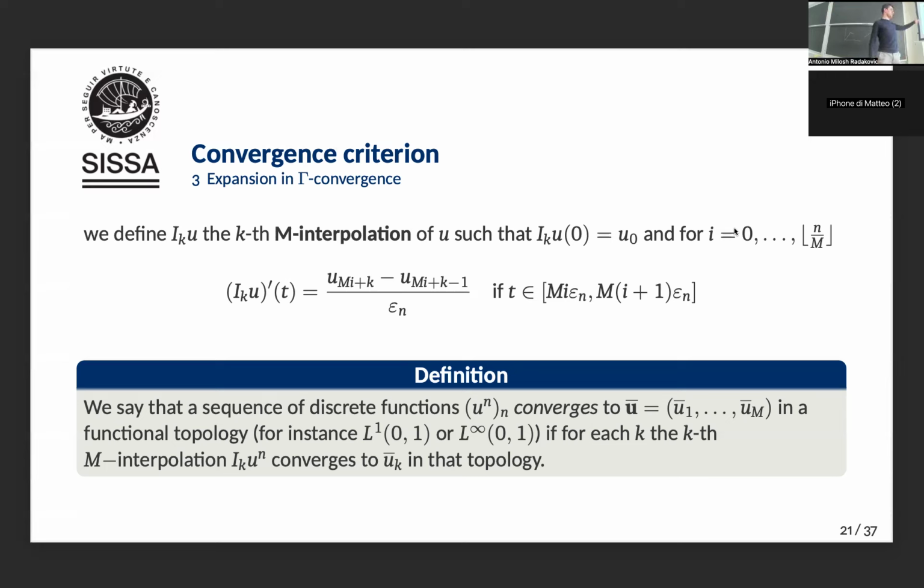Okay, defining an interpolation in this way from a scalar function, we will move to vectorial functions, and we say that our scalar function is converging to the vectorial one if the interpolations are converging in the topology we want.